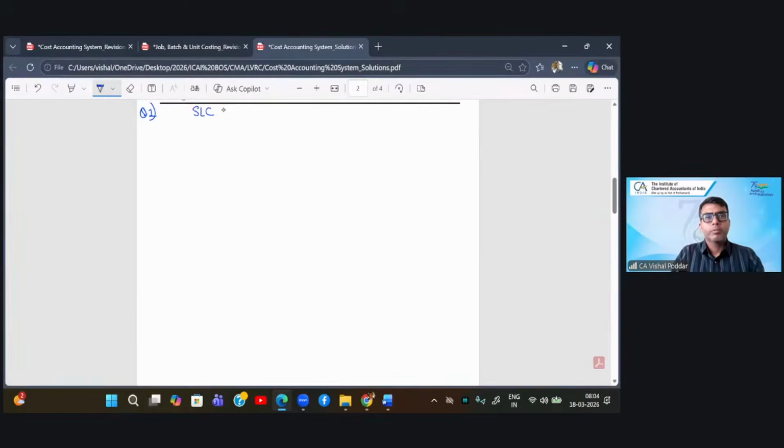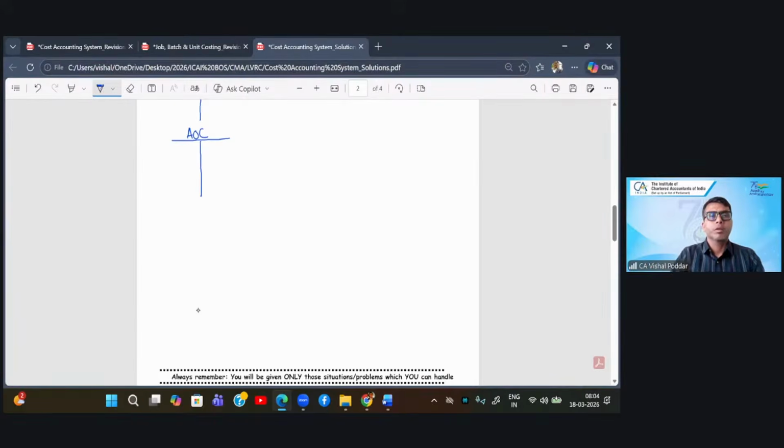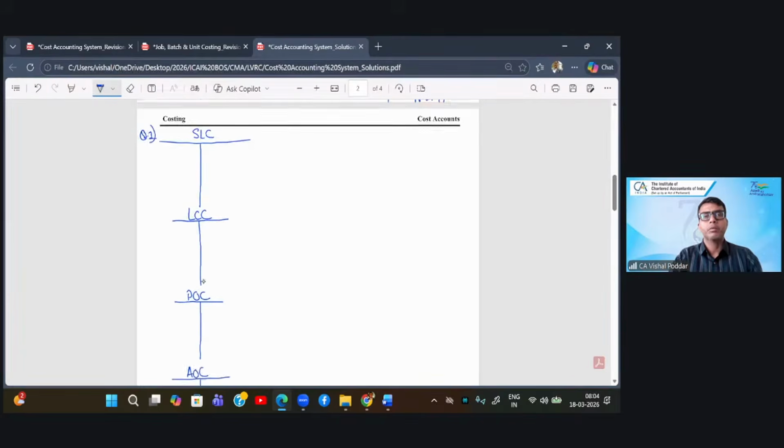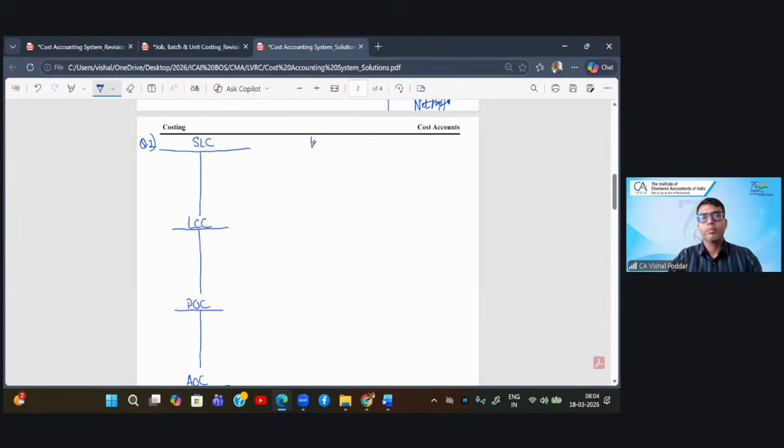I'm just writing short forms so that I can do the solving faster. In the exam, you are expected to first write the full name and then you can use the short form in brackets, like the example I gave above. Then you can use the short form in your entries also, but you have to first write the full name. So first you draw all the expense accounts. Then after this, you will draw the product accounts.